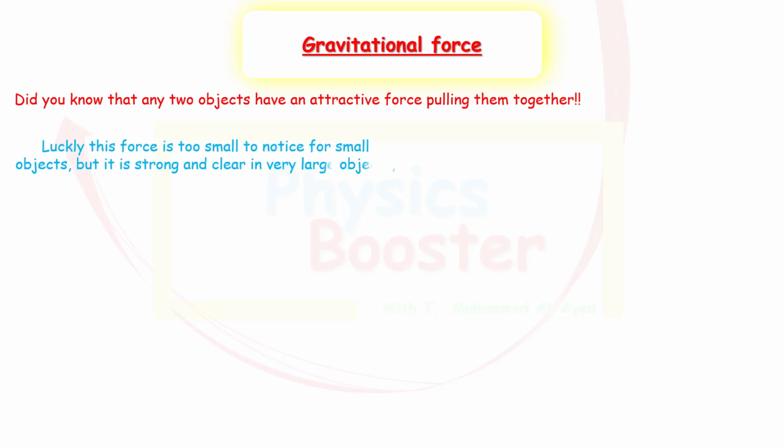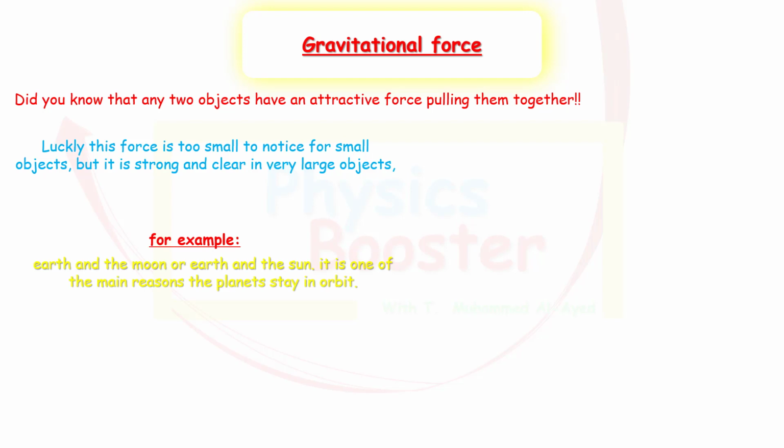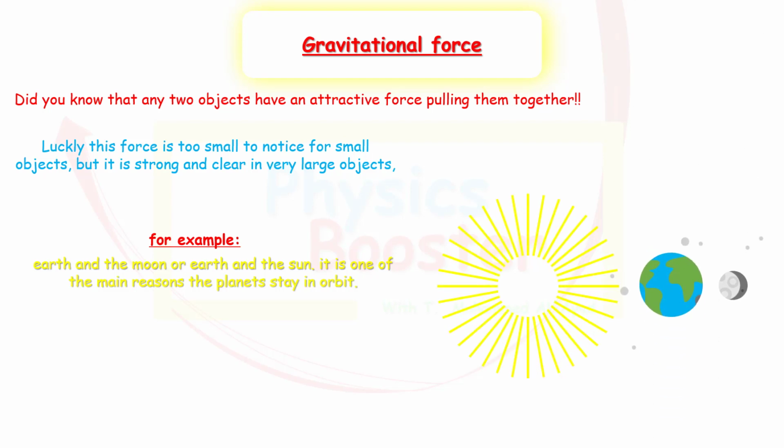As we said, luckily this force is too small to notice for all objects, but it is strong and clear in very large objects, for example, Earth and the Moon, or Earth and the Sun. It is one of the main reasons that the planets stay in orbit. So this gravitational force is one of the most important reasons why we stay in orbit.